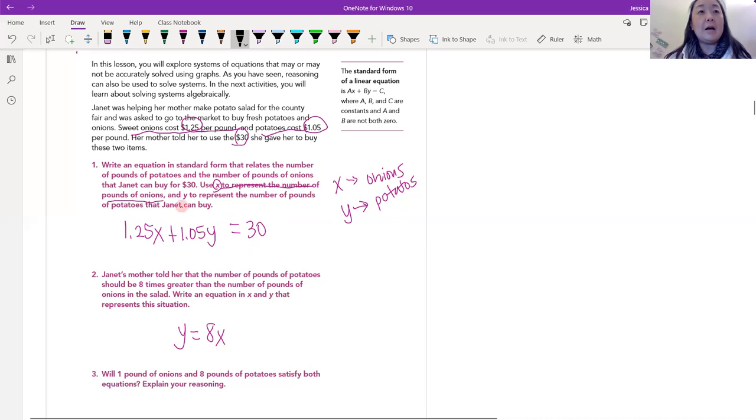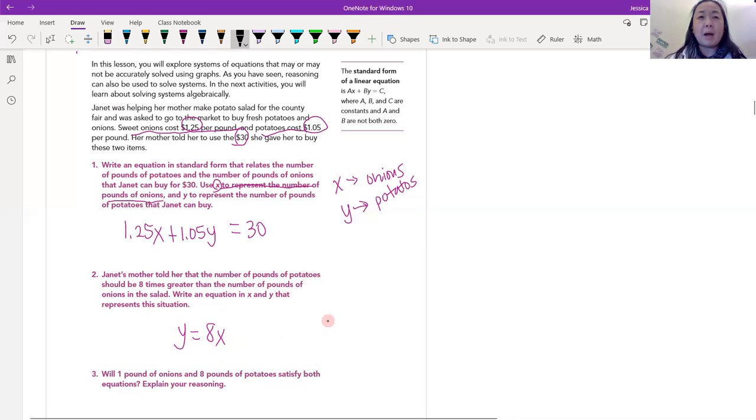All right. And then the next thing Janet's mom tells her is about how much onions and how much potatoes. Should it be an even amount, like X equals Y? I'm thinking you probably need more potatoes than onions, right? If you notice right here, it says that the number of pounds of potatoes should be 8 times greater than the number of pounds of onions. I hope so, right? You should have more potatoes than onions, or else it'd be like a potato onion salad. That'd be weird, but maybe it's good. I've not tried it before. So Y is equal to 8 times X.